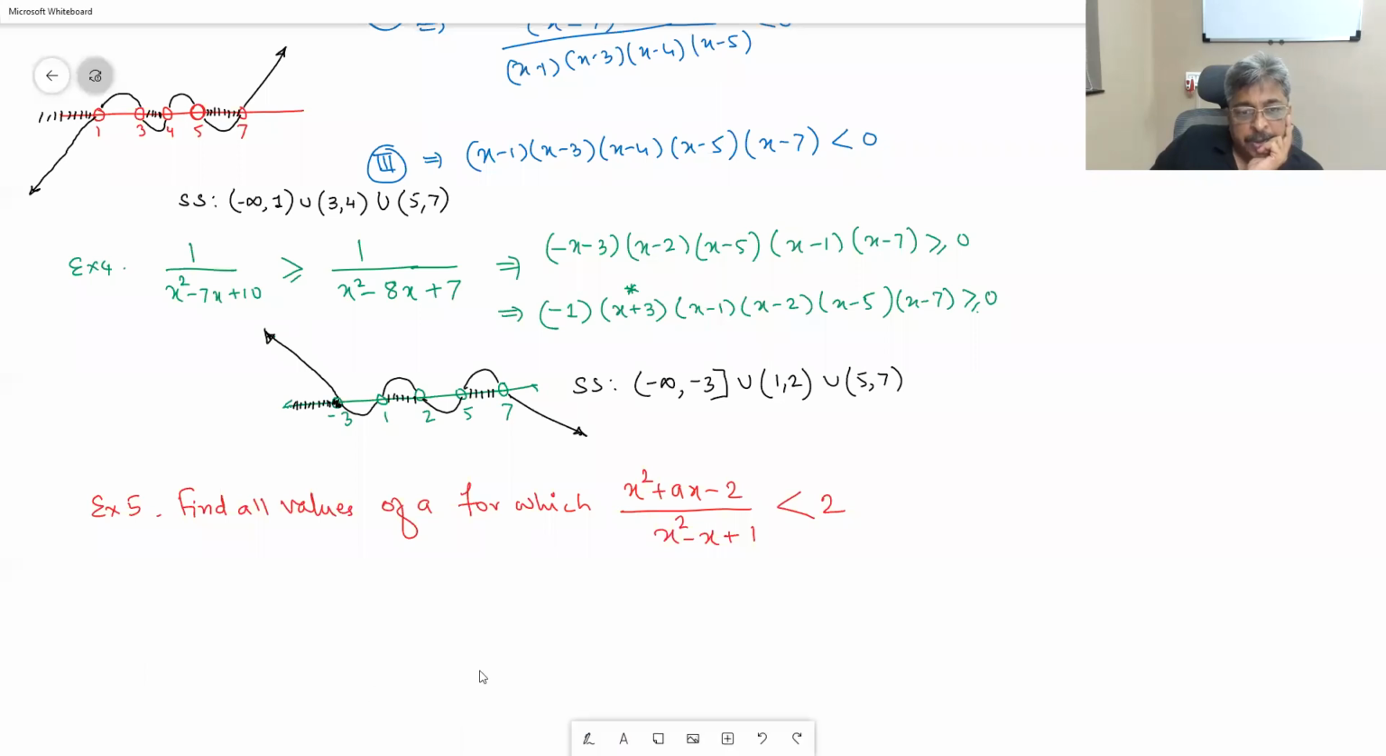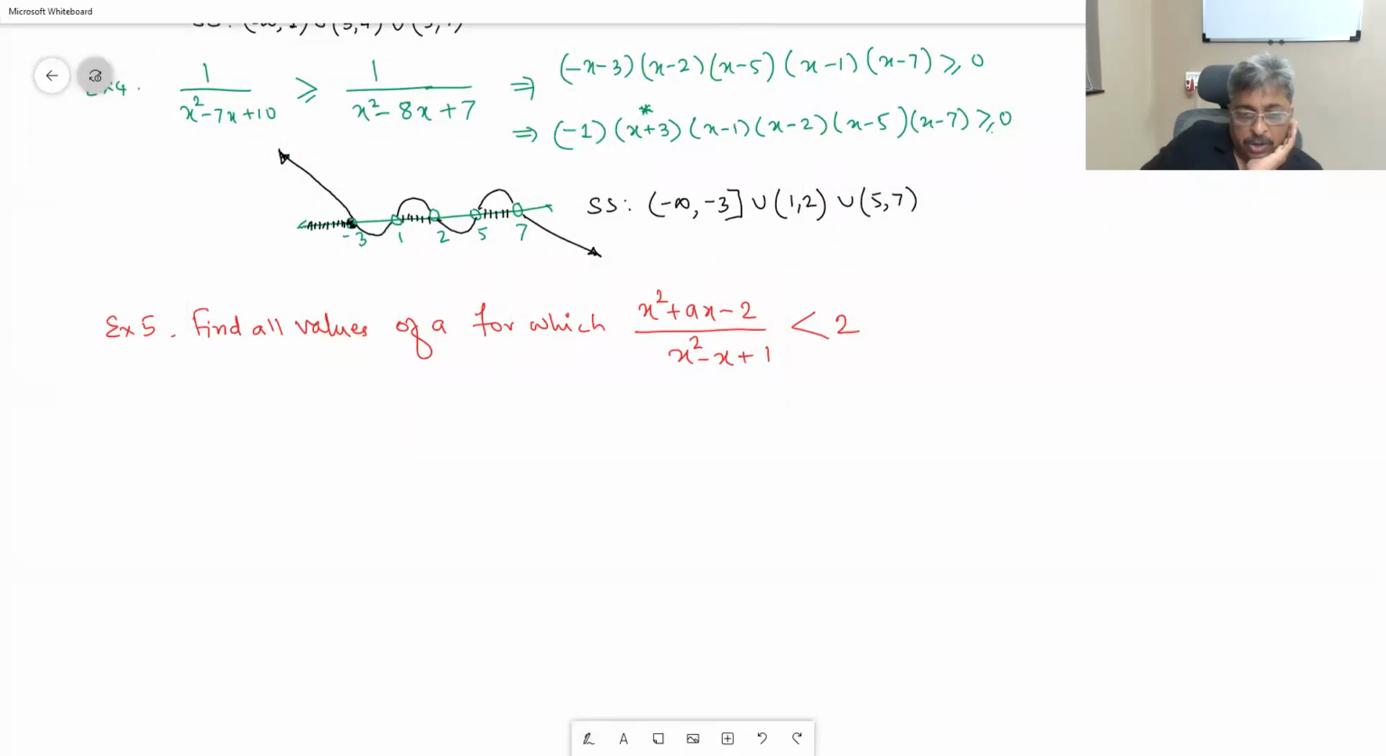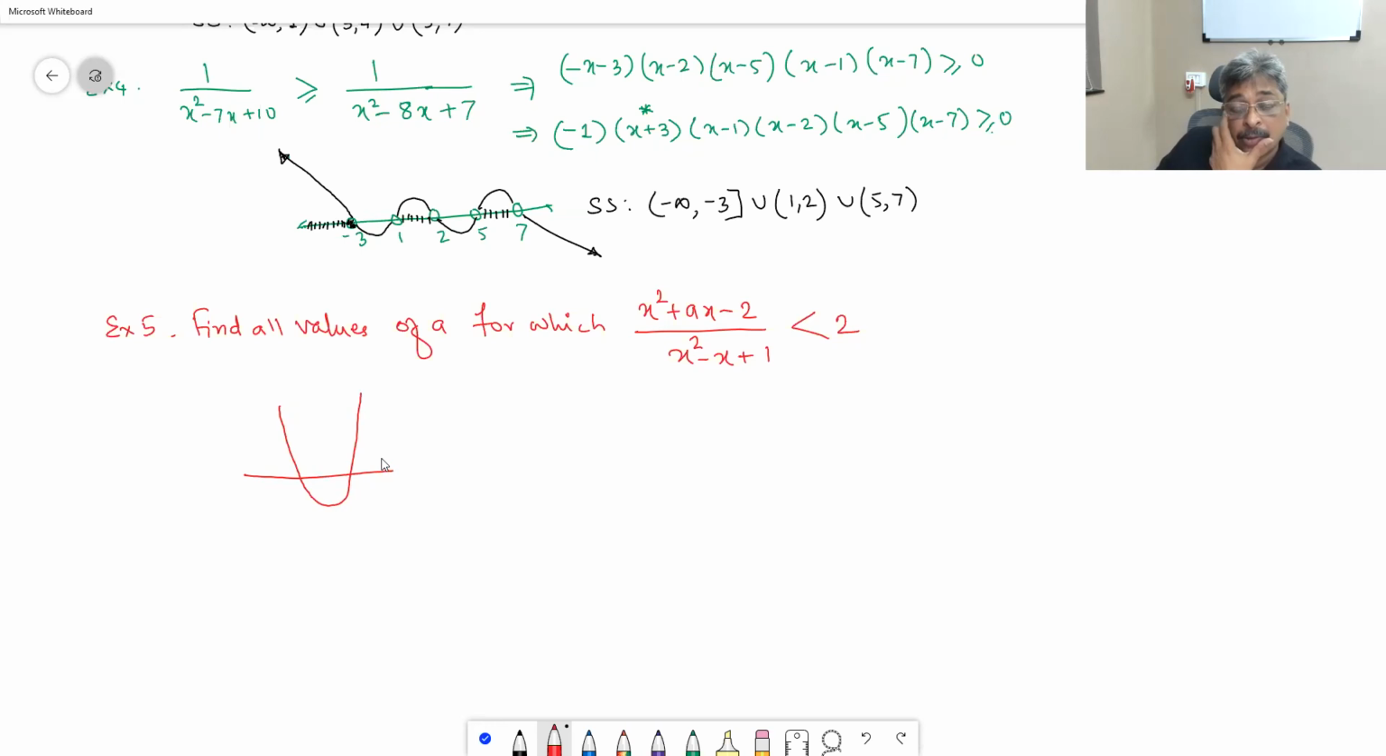Revision. I will draw a sketch of a quadratic equation. Suppose the graph of the quadratic equation is like this, and the equation is x square plus bx plus c. Then what can we say about the graph? If ax square plus bx plus c is a quadratic equation whose graph looks like this, and this is the x-axis, then what does it mean?